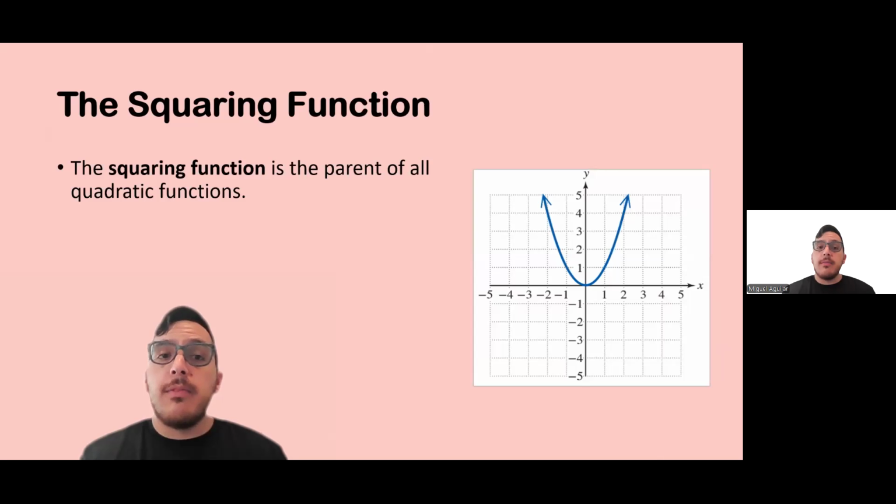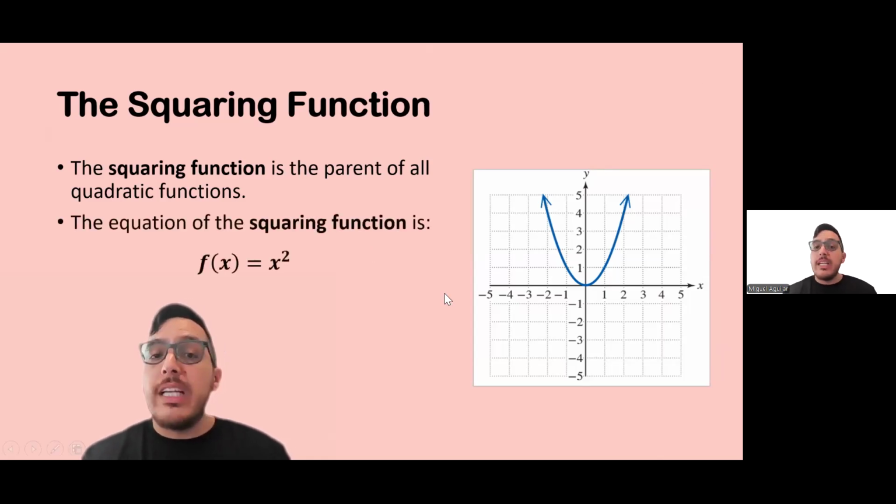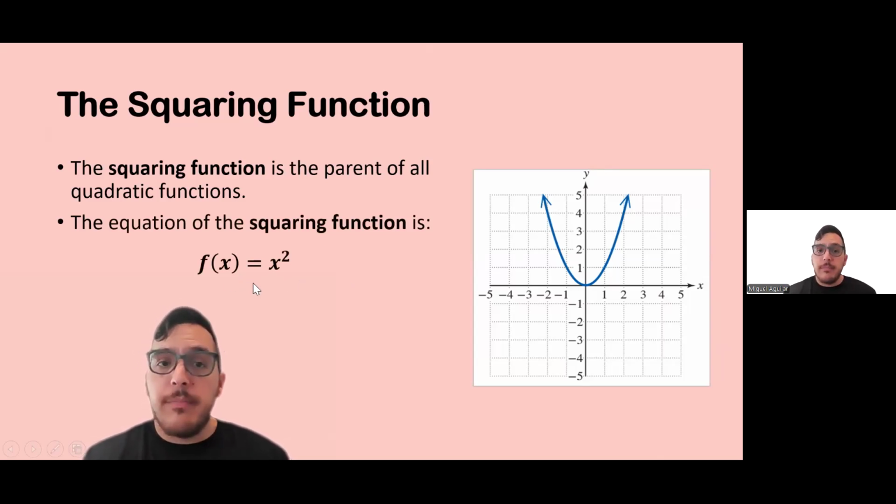First quadratic function that we need to think about is the squaring function, which is the parent of all quadratic functions. And we can see that we have a perfectly U-shaped graph over there on the right-hand side. The equation for the squaring function is f of x is equal to x squared. Okay, so anytime you see a graph or a polynomial expression that has x squared as the highest degree term, that is the exponent is 2, then you can expect some sort of U-shaped graph.